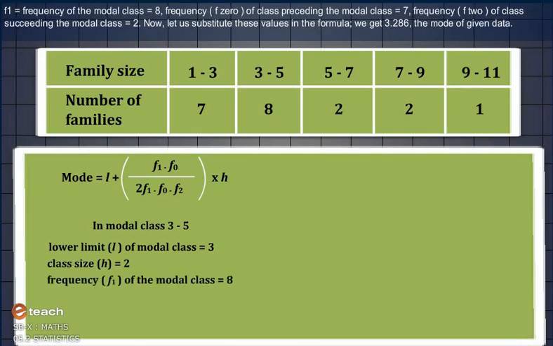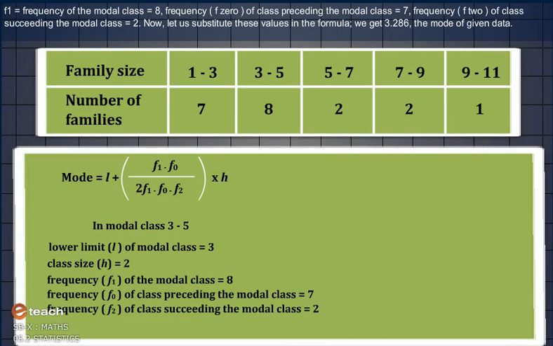f1, the frequency of the modal class, equals 8. Frequency f0 of the class preceding the modal class equals 7. Frequency f2 of the class succeeding the modal class equals 2. Now let us substitute these values in the formula. We get 3.286, the mode of the given data.